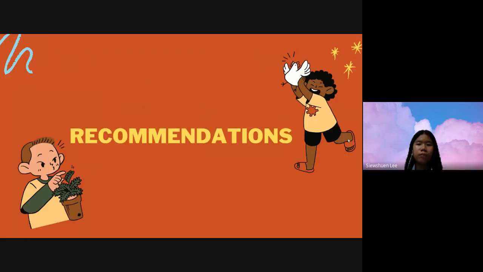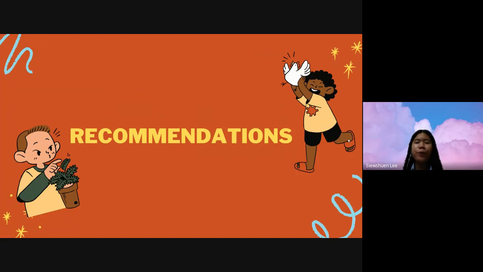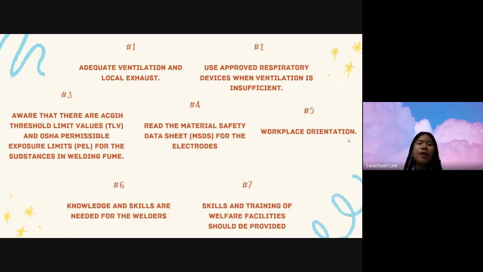Okay, so now I present the recommendations to improve and prevent the hazards that occur in welding work. First, we have to make sure there is adequate ventilation and local exhaust. Second, use an approved respiratory device when ventilation is insufficient. Third, be aware that there are ACGIH threshold limit values, TLV, and OSHA permissible exposure limits, PEL, for the substances in welding fume. Fourth, read the material safety data sheet, MSDS, for the electrodes. Facilities should be provided.